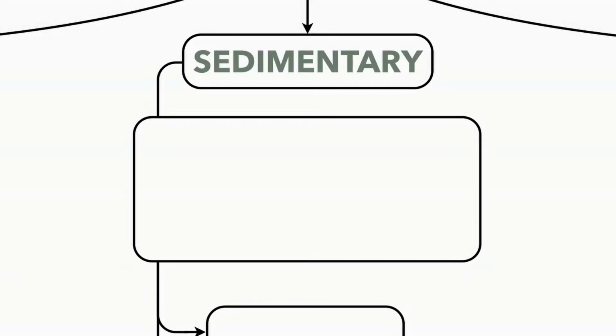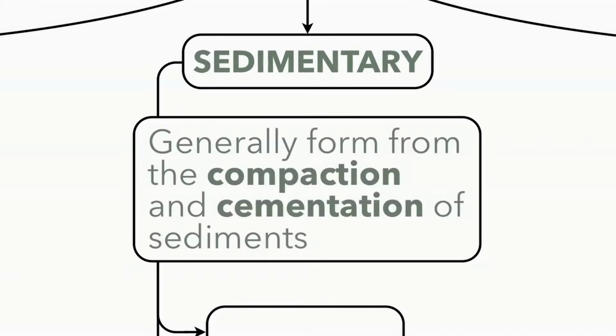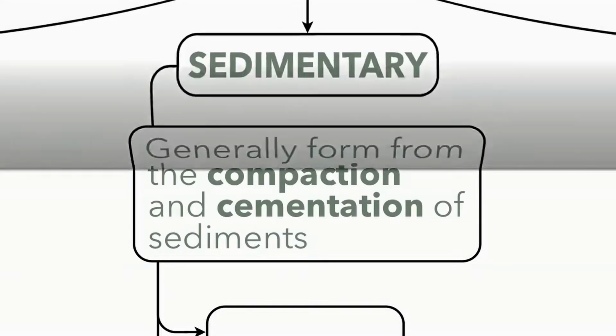The general way in which most sedimentary rocks form is from the compaction and cementation of sediments. Now, there are some words there that we need to talk about. First off, compaction means what you might think, compacting, squeezing together. Cementation means gluing or cementing, sticking together sediments. But that brings up yet another question.